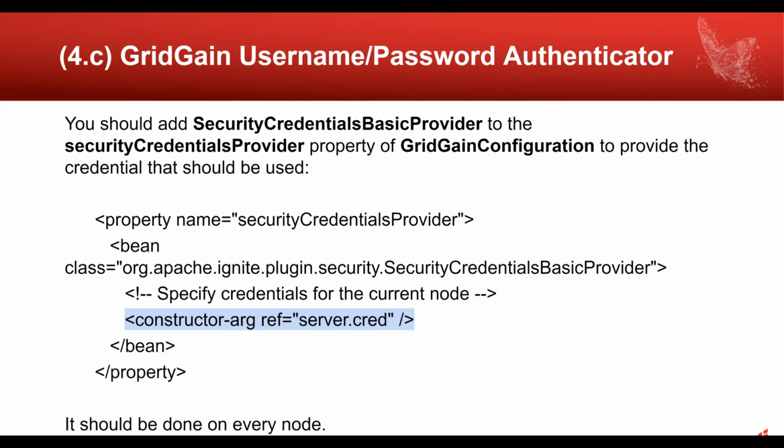Okay, and every node should also add the next property to the configuration, named security credential provider. This property shows which user will be used for starting this client or server. For example, if you add this option like you see on the screen, you will start the cluster node with server credentials. If you write client credentials here, it will use client credentials.